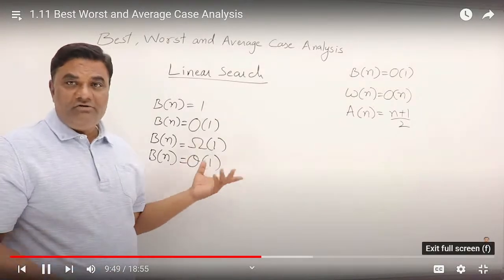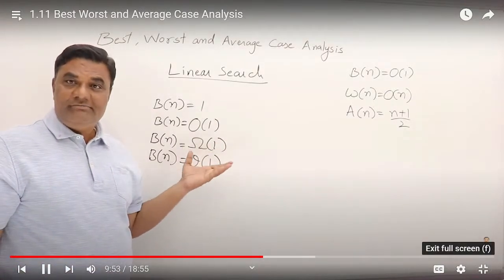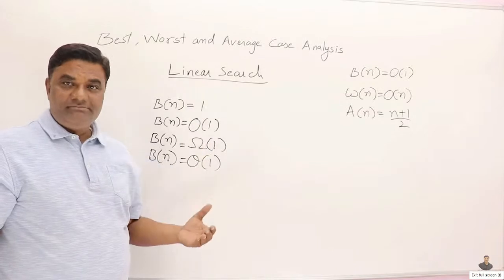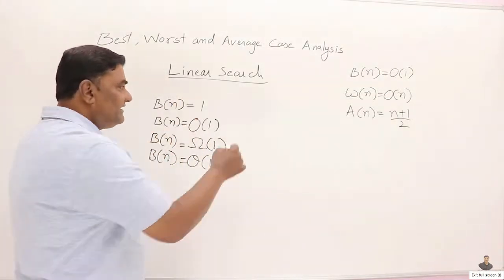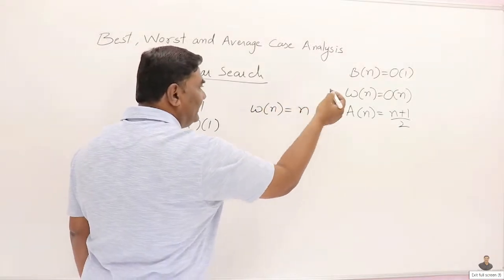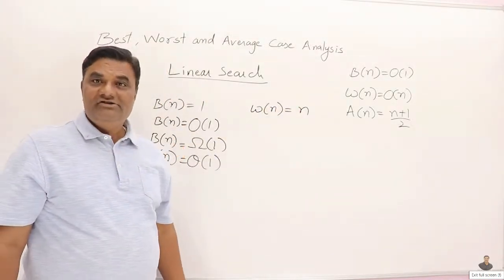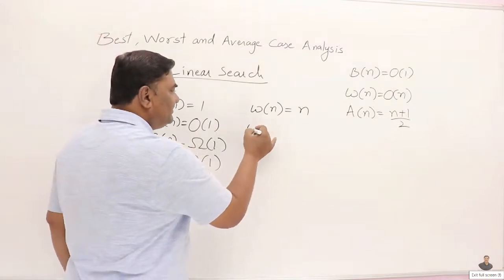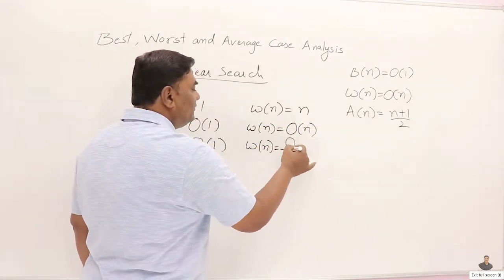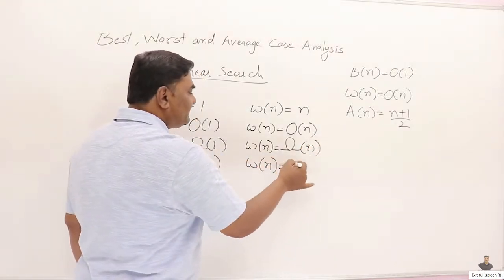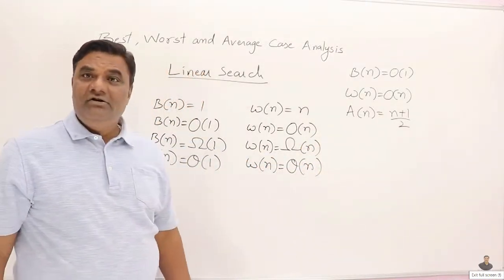And I can use upper bound and lower bound also. This we have already studied in asymptotic notation. Any function greater than or equal to comes as upper bound, less than or equal to comes as lower bound, and exactly the same function is theta. Now the worst case time is n. This belongs to the linear class. The function is linear. Can I write the worst case time as big O of n? Yes. Omega of n? Yes. Theta of n? Yes. I can use any of these notations.